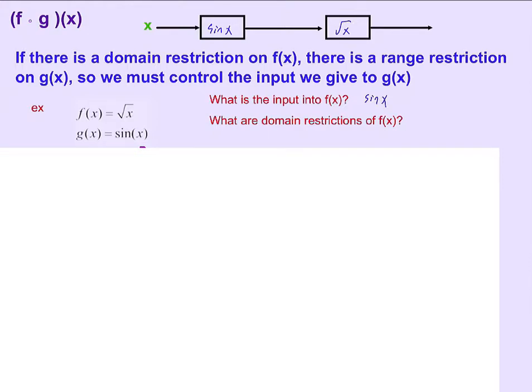But we've got a problem here. It's not really a problem, but we've just got a restriction here. We've got rules. You can't put anything you want into the square root of x. You can only put positive, or I should say 0 or greater, values into a square root of x. So that's the domain restriction of f of x.